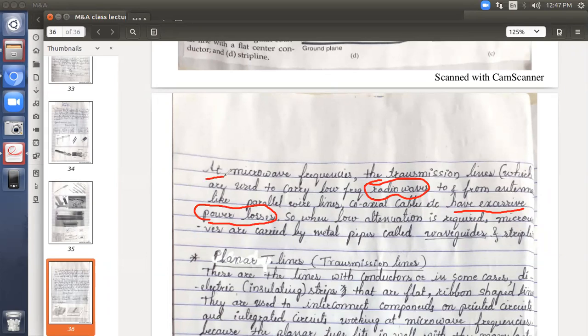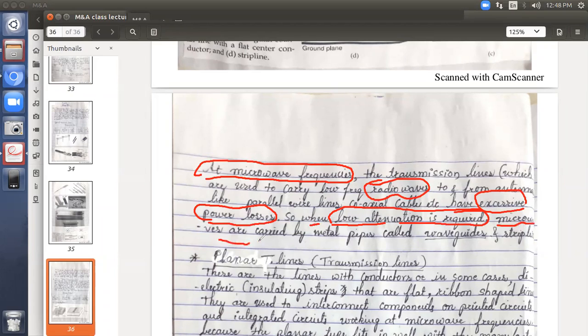But what happens at the microwave frequencies? At microwave frequency, they have excessive power losses, which is not desirable. Excessive, more than, see, if you have 100 units of something and more than 50 of it is going away, nothing is left for you, it is of no use continuing the same method. So excessive power losses will be there if you use a similar kind of open wire or coaxial line. So what will happen? When the attenuation is high, the signal strength decreases. So if we want to reduce these power losses, what will happen?